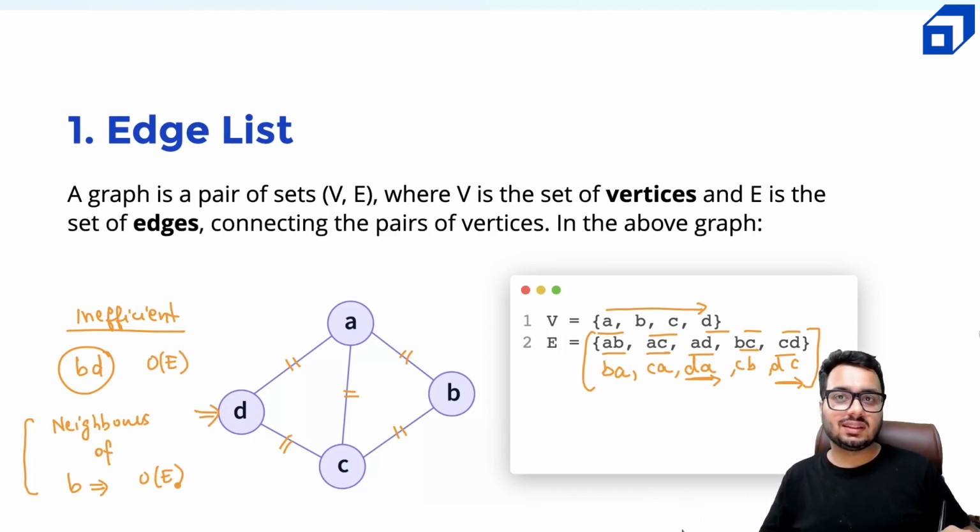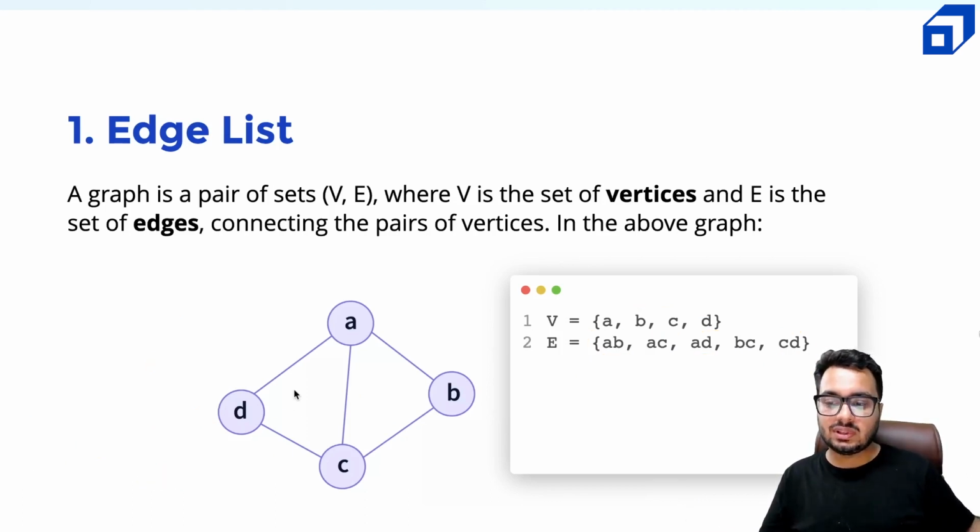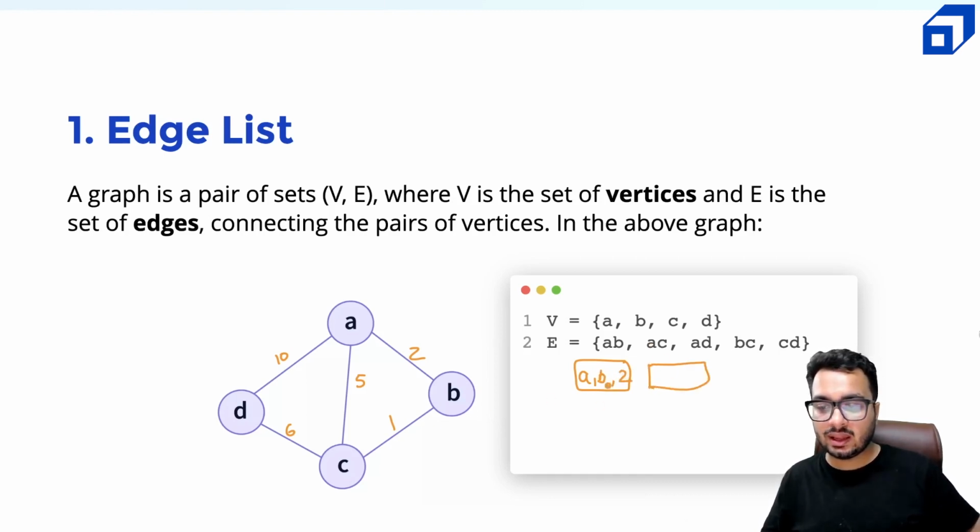But one thing this edge list is good at, for example, suppose this graph was a weighted graph, let's say 10, 5, 2, 1, 6, right? And I want to pick edges based upon their weight, right? In such a scenario, I will be storing three things in an edge. I will be storing A, B followed by 2. I will be storing A, C followed by the weight, right? In case of a weighted graph, I need to store three things, right? And so on.